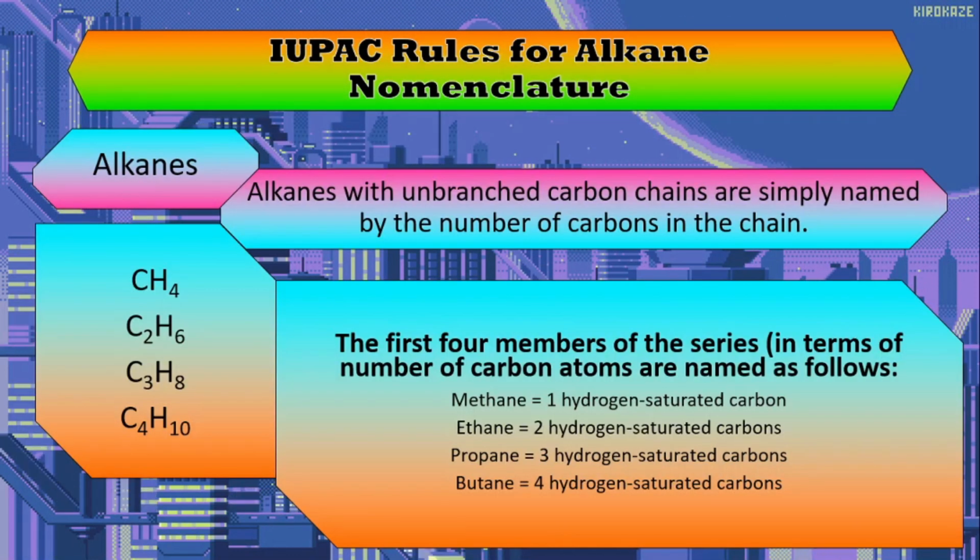IUPAC rules for alkane nomenclature. Alkanes with unbranched carbon chains are simply named by the number of carbons in the chain. The first 4 members of the series in terms of number of carbons are named as follows: methane, 1 saturated carbon; ethane, 2 saturated carbons; propane, 3 saturated carbons; butane, 4 saturated carbons.